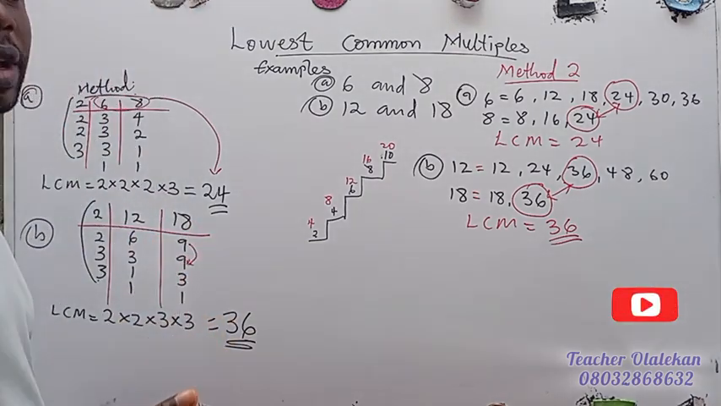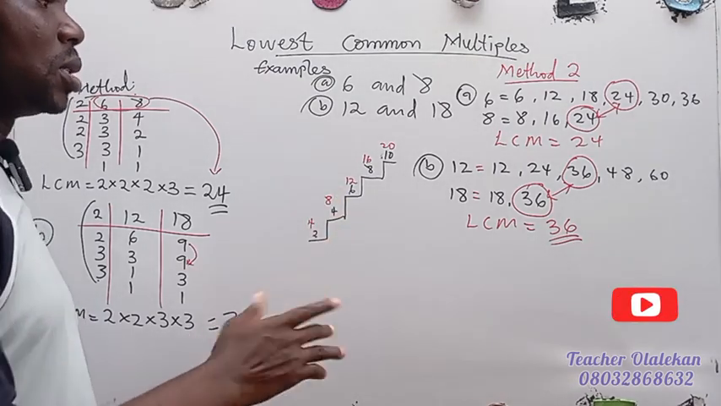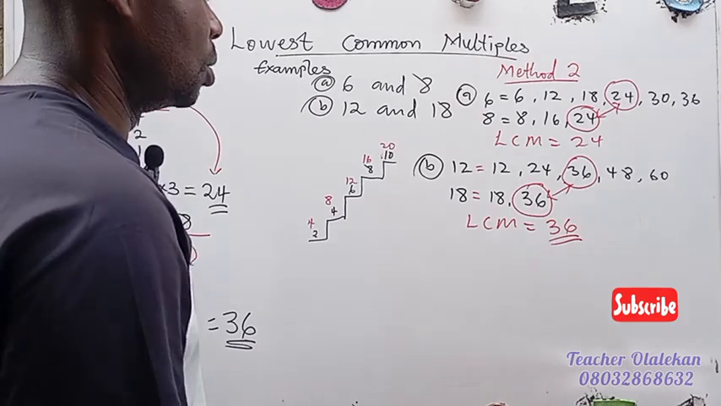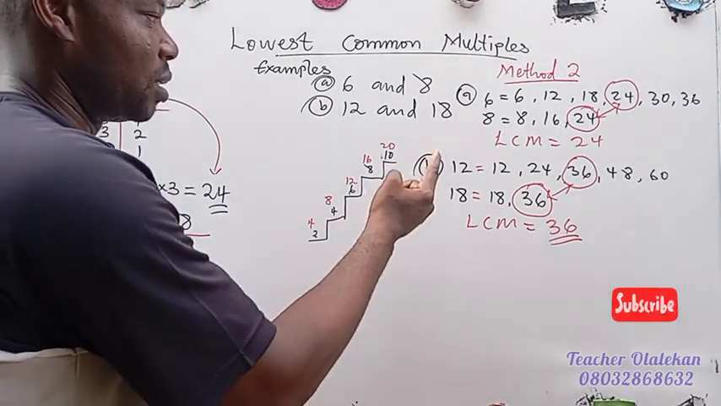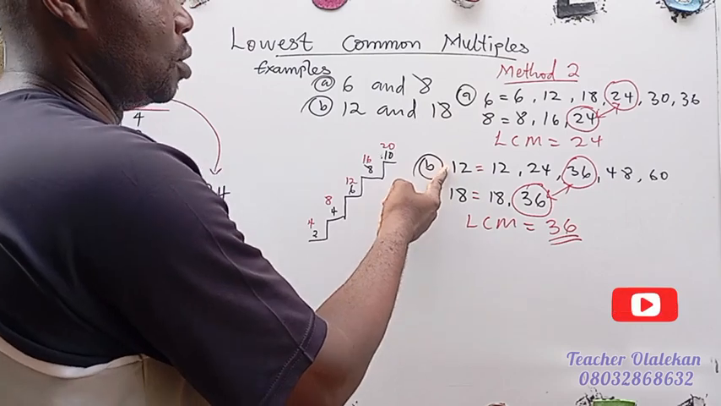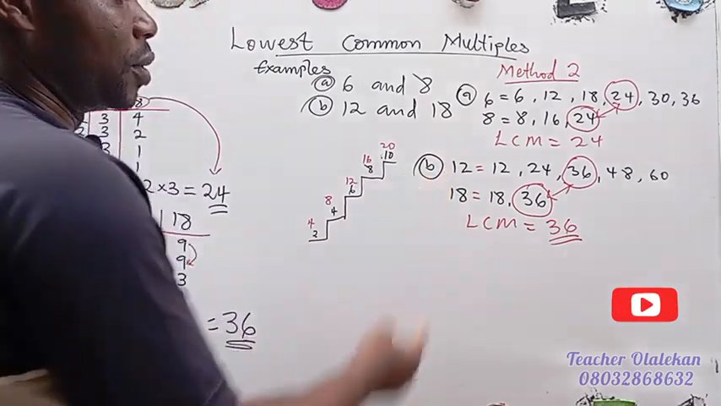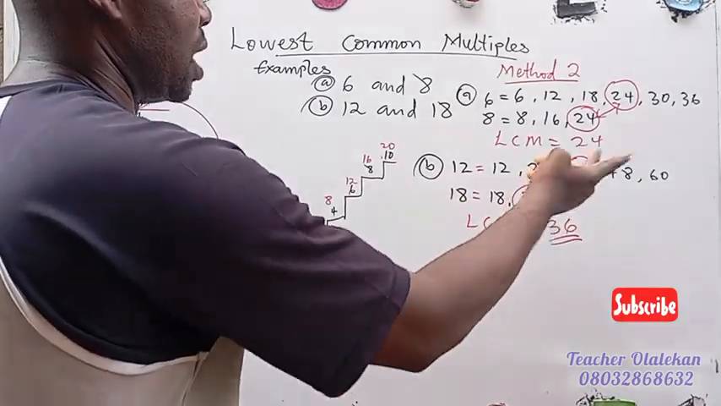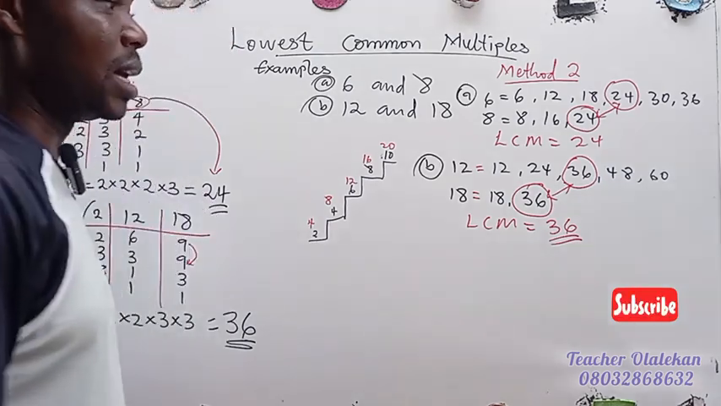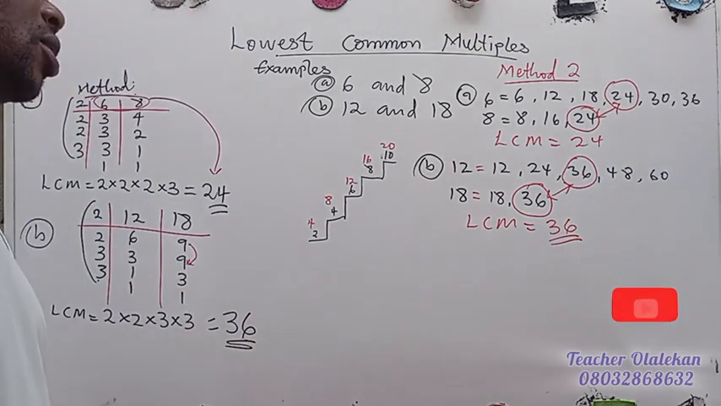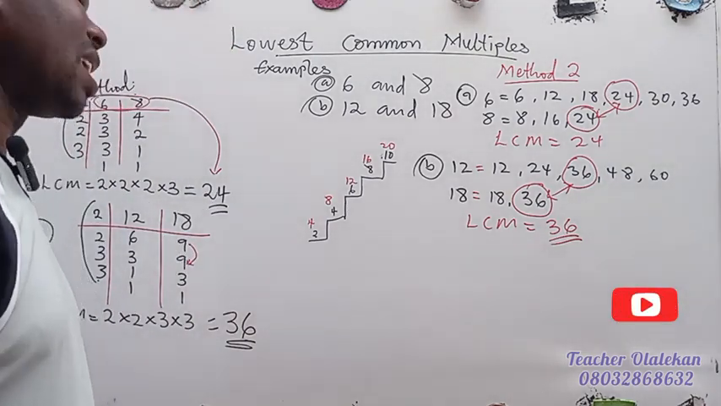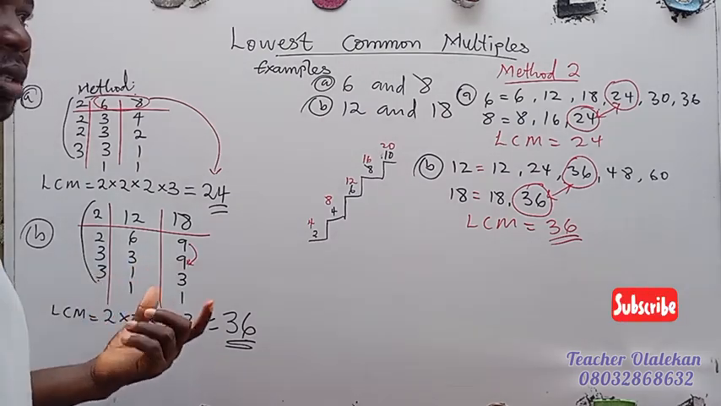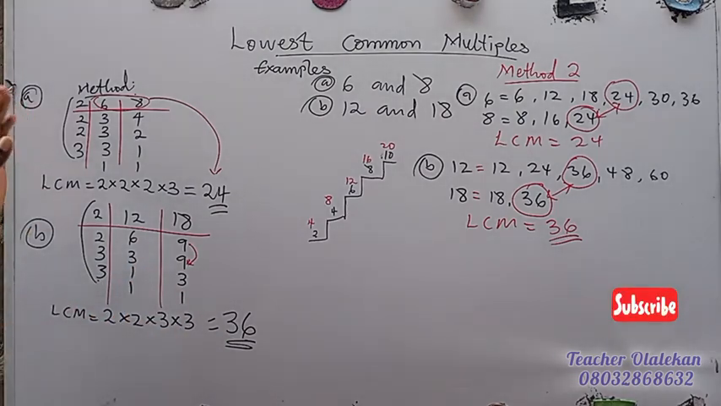So method 1 is the prime factor method, while method 2 is just making the multiples, like a ladder method, and you try to catch up. So the logic is that you first make the multiples of the smaller figure, then you make the bigger figure catch up. Immediately you have something that is the same, then you stop. So those are the two popular methods for LCM, and they are quite easy. But method 1 is the best. So how do we apply method 1?